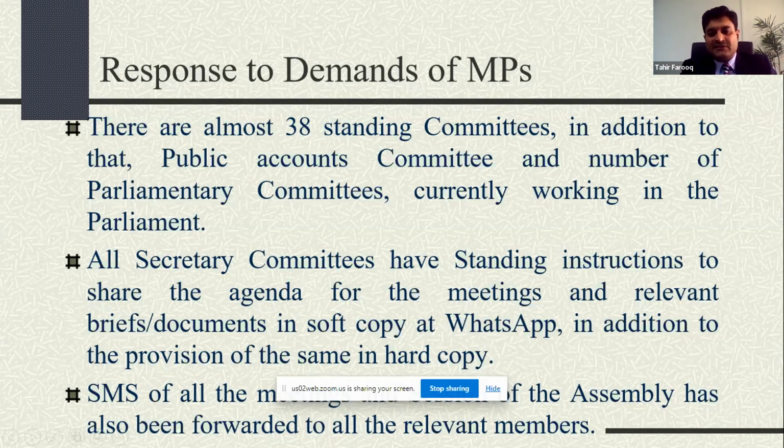Even a system has been developed in the National Assembly so that all the intimations about the time, date, and place of the meetings of the committees are also transmitted to the members through short message service on their cell phones, just to make them aware.